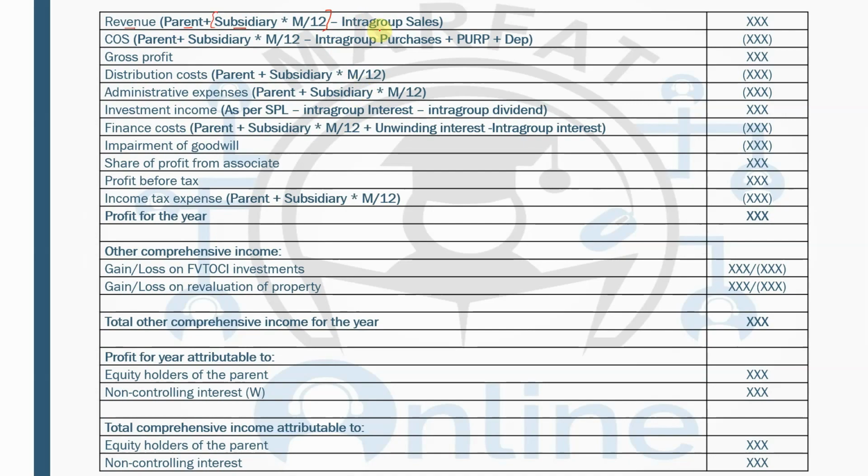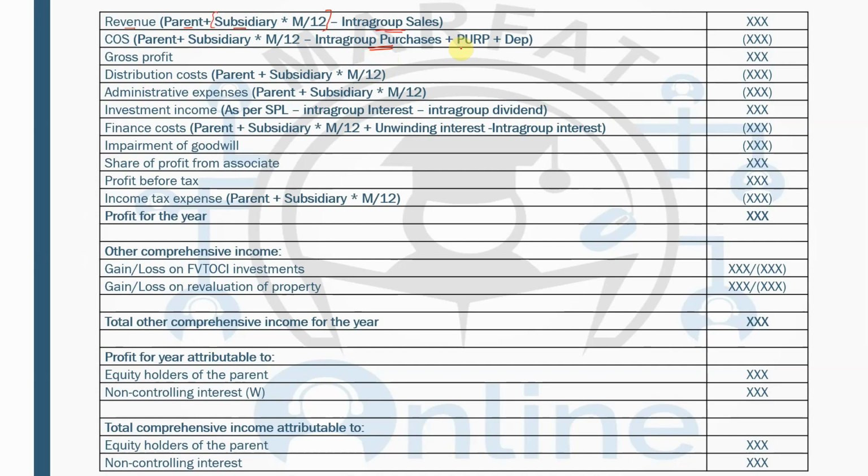Here you will be removing the intra-group sales and purchases, because if the parent and the subsidiary have sold goods to each other, for one that is going to be a sale and for the other that is going to be the purchase, and purchase is recorded in the cost of sale. So you have to remove the intra-group sales as well as the cost of sales as well as the purchases.